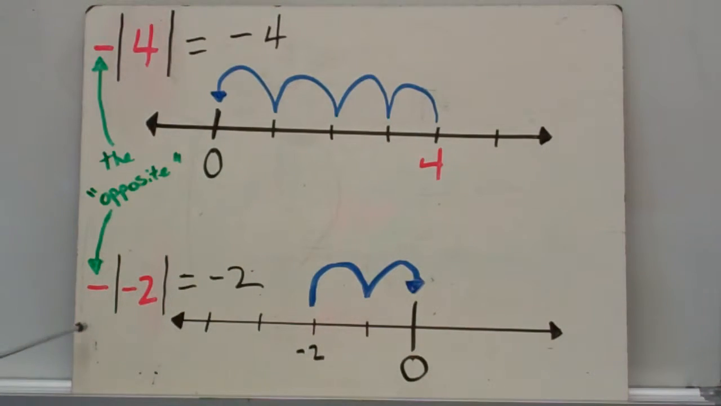When we look at the opposite of the absolute value of -2, again we start at -2 and count to 0, so 1, 2. So the absolute value of -2 is 2, and then we find the negative value of 2, or we find the opposite of 2, which is -2. So the negative absolute value of -2 is -2.